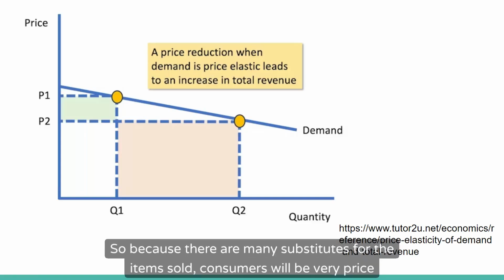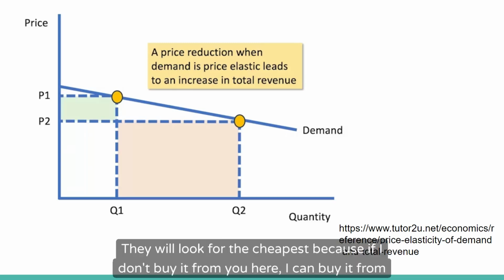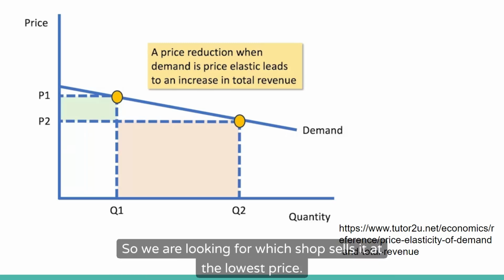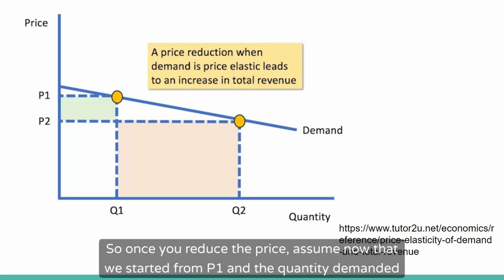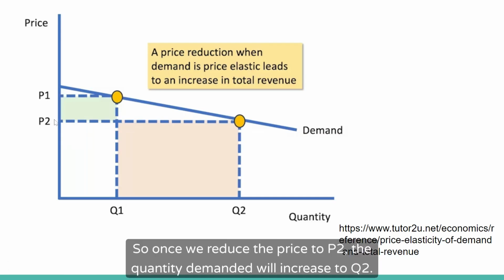Because there are many substitutes for the items sold, consumers will be very price sensitive. They will look for the cheapest, because if I don't buy it from you here, I can buy it from some other shops. So we are looking for which shop sells it at the lowest price. Assume now that we started from P1 and the quantity demanded was Q1. Once we reduce the price to P2, the quantity demanded will increase to Q2.